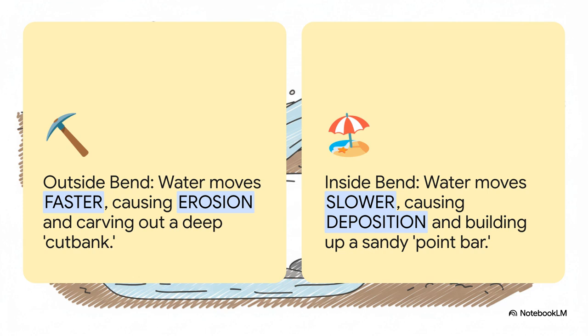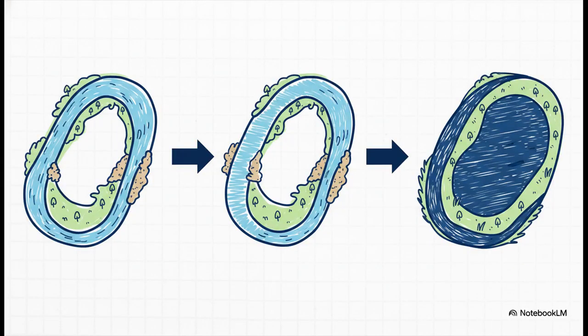Think about a car going around a racetrack. On the outside of a curve, you have to go faster to keep up, right? Same with the water. It speeds up on the outside bend. More speed means more energy, which means more erosion. That's where it carves out a deep channel called a cut bank. But on the inside of the bend, the water is moving slower. It's the lazy lane. Slower water loses energy, so it drops its sediment, building up a sandy little beach called a point bar.